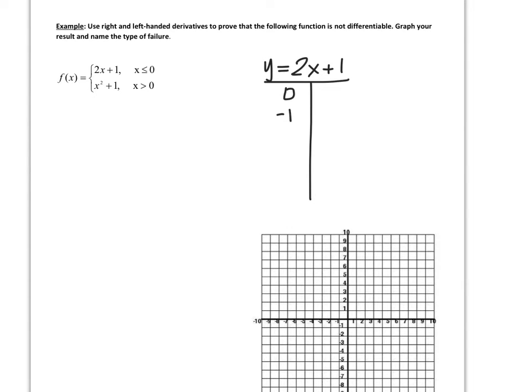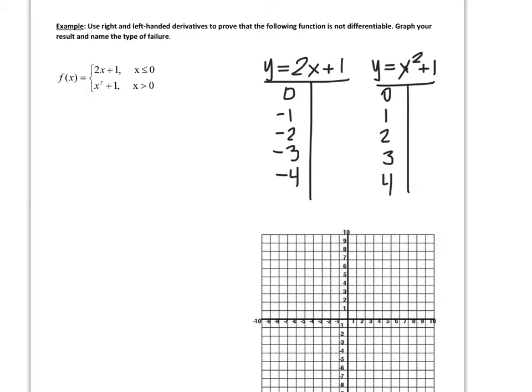So 0, -1, -2, -3, -4, and so on. And then the same thing we're going to do for y equals x squared plus 1. And now we want the values that are greater than 0. So 0, 1, 2, 3, and 4. And notice how I put 0 in both of them. Just when x is greater than 0 for the parabola, we're actually going to use an open circle here, and we're going to use a closed circle here.